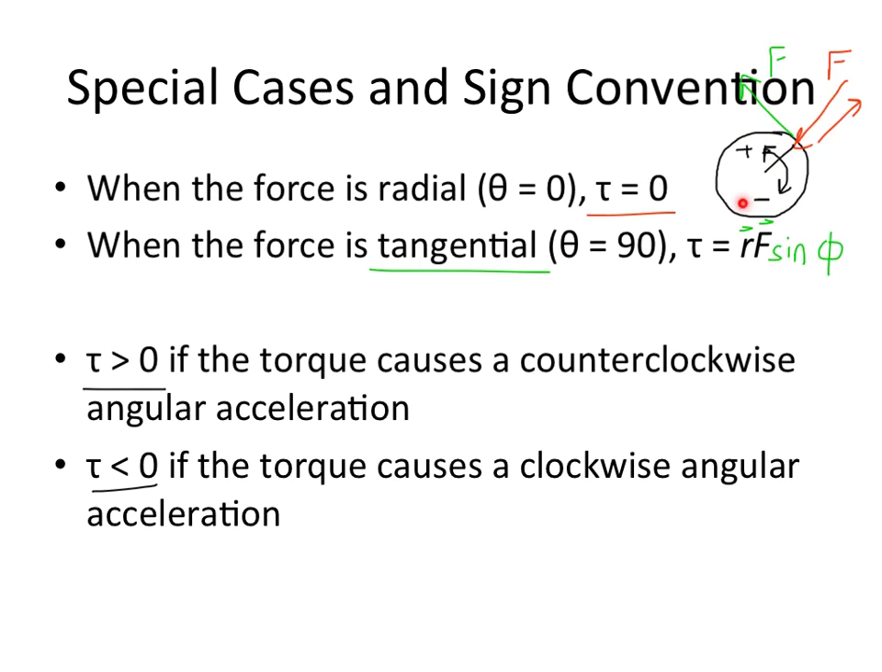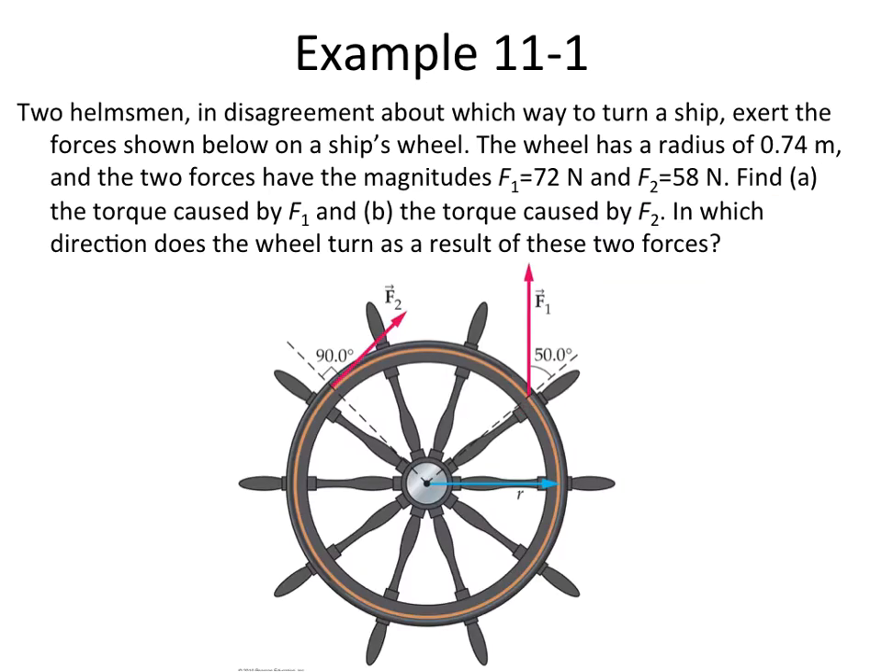All right, so let's do an example. Here we have a ship helm. A helm is that thing you see right there at the bottom. It's what you turn to turn the ship. And apparently we have two helmsmen who are in disagreement about which way the ship should turn, so they're applying forces in opposing directions. They're applying opposing torques around this helm right here.